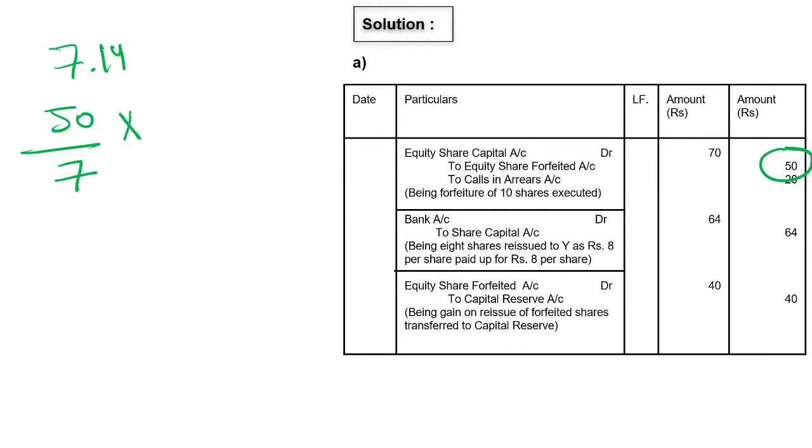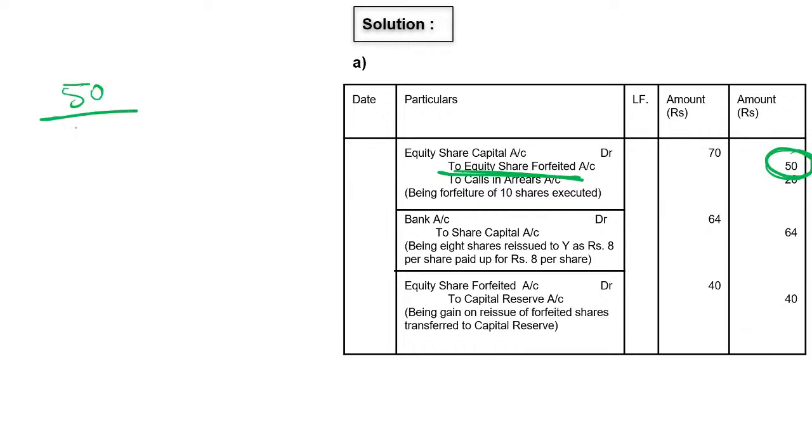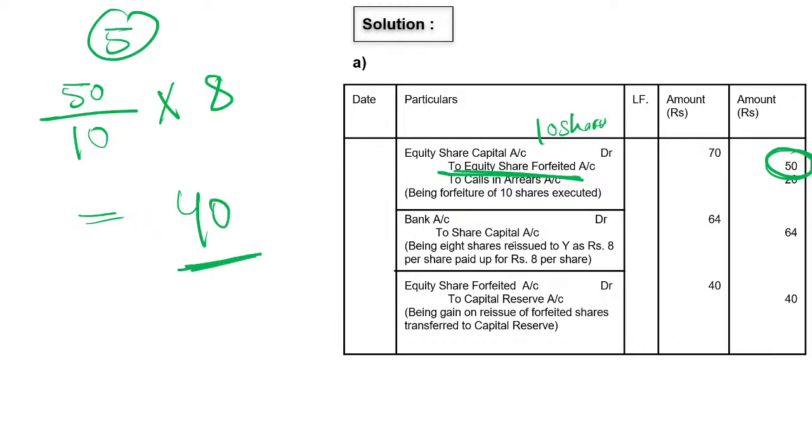And we have reissued, sorry, just a minute guys. The share forfeiture balance is 50 rupees and it is on 10 shares, because we have forfeited 10 shares. So per share gain is 5 rupees. And we have reissued 8 shares. So 5 multiplied by 8, it will be 40. So 40 rupees will be transferred to capital reserve as there is no discount.